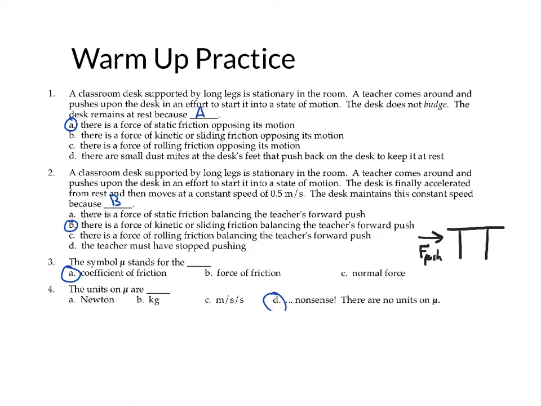All right, the next example here, we have the same desk, and it actually accelerates from rest to a constant speed. The key here is that it's maintaining a constant speed. So while we see a force from a push, the constant speed implies that there's an opposite force of friction that's going to be of equal size. So the net force in this case is still zero. Okay, that's going to be a key idea for a lot of these types of friction concepts. So the kinetic friction must balance the teacher's forward push.